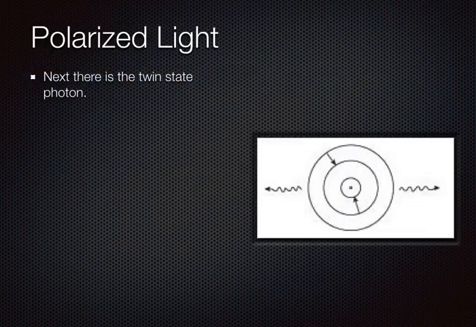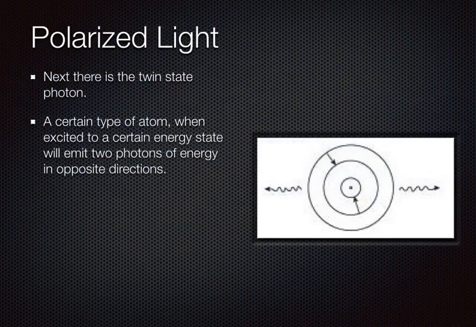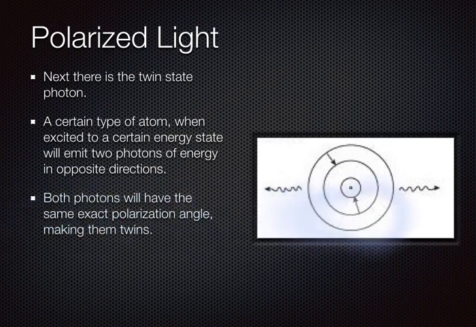So you have this thing called a twin state photon. There's a certain type of atom that, when excited with a certain energy state, will emit two photons of energy in opposite directions. Rather than get all worked up about how it works, just know that there's this phenomenon: the atom gets excited, and it ends up spitting out two photons with the same exact polarization. That's why they're twin states. Both photons will have the same exact polarization angle, making them twins.